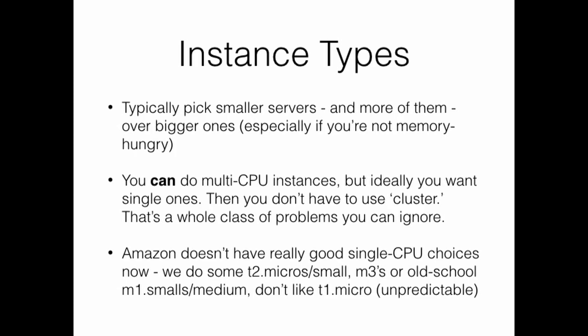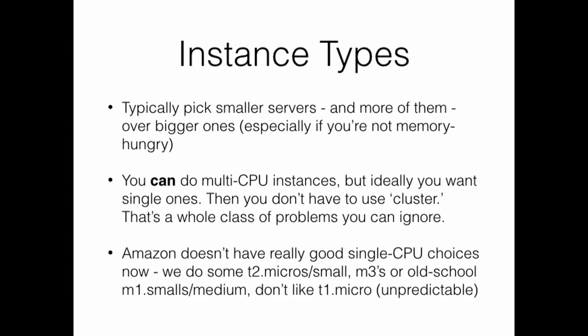So now on to what types of servers you're running on. I think that your safest bet is small. I would say it's far better to do many small than a few large. Ideally, if you can do single CPU, then you can skip out on having to use node cluster, and that's a whole array of problems you don't even have to worry about. Unfortunately, Amazon doesn't really have those good single CPU instances. Almost everything is 2 CPUs, so in a lot of cases we just ignore the second CPU.